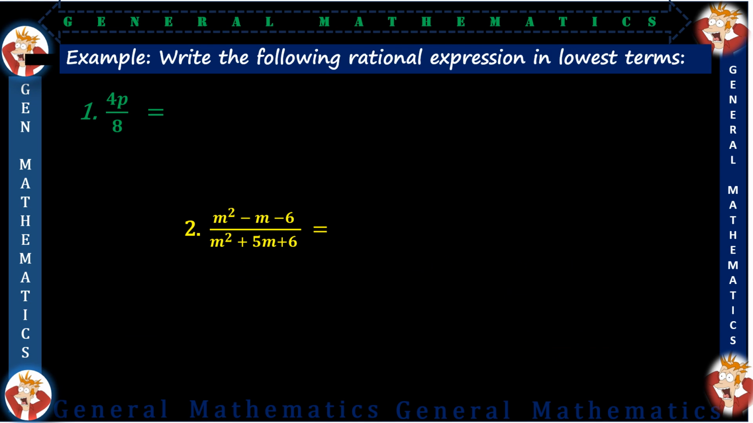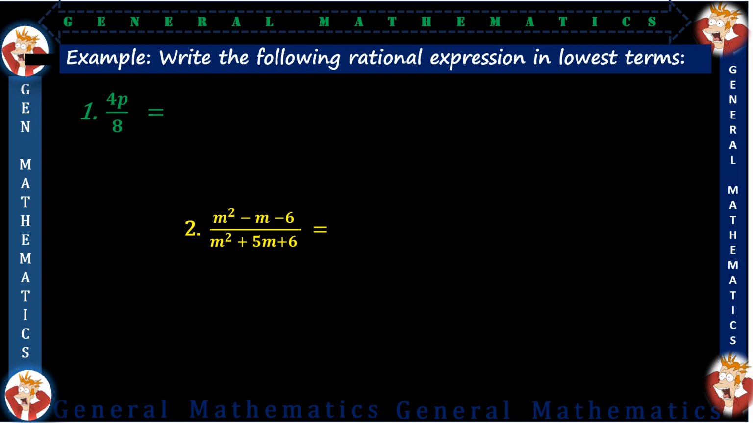Our task for today is to write the following rational expressions in lowest term. So pag sinabi nating lowest term, yung sagot dapat simplest form or yung pinakamaliit na kanyang sagot at ang kanyang factor is only 1 and itself. Let's have problem number 1.